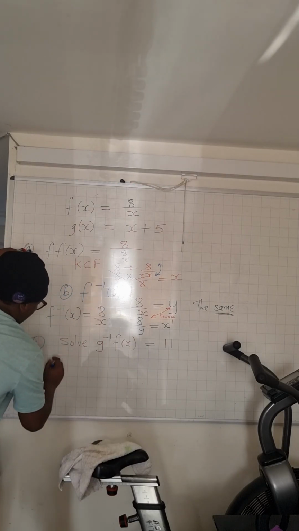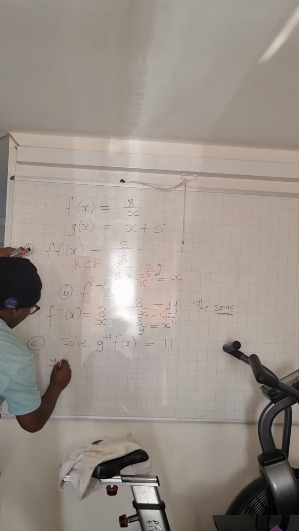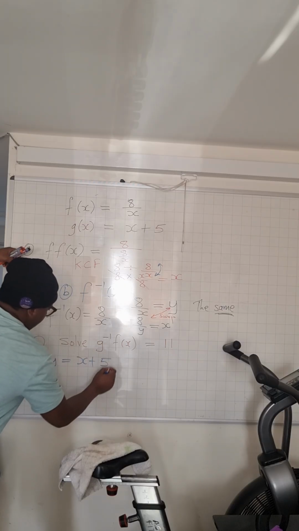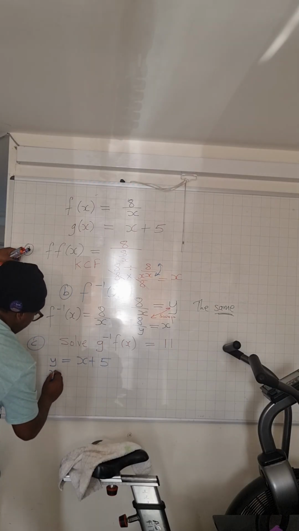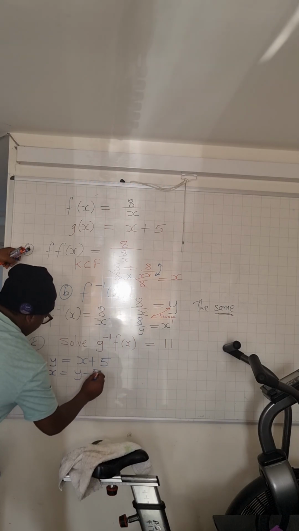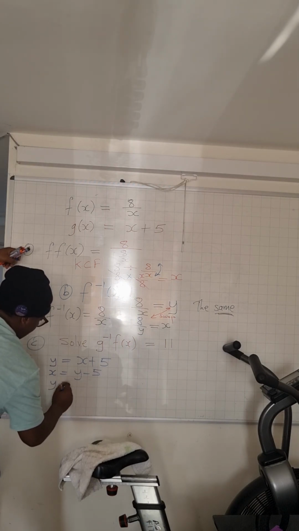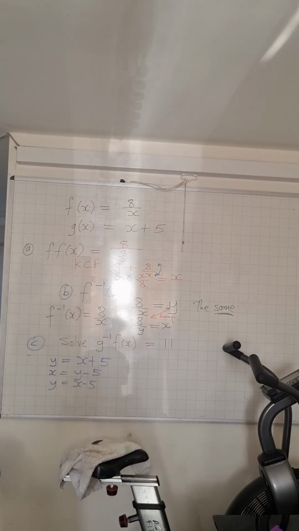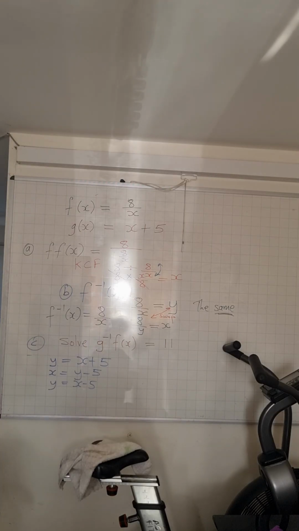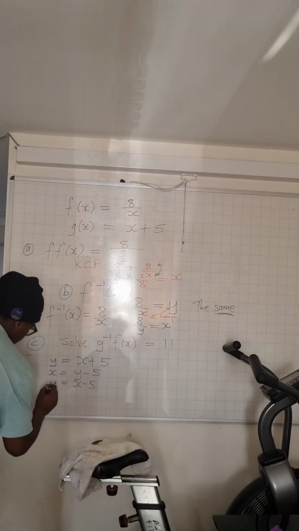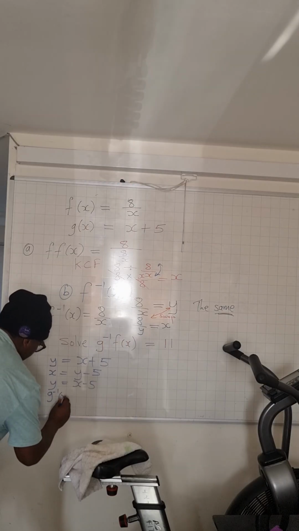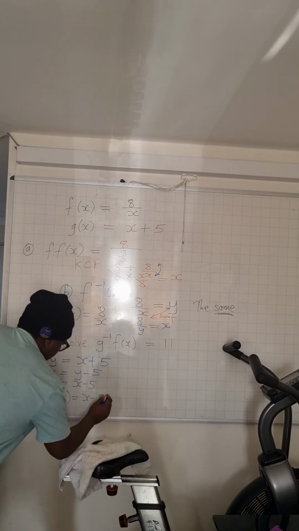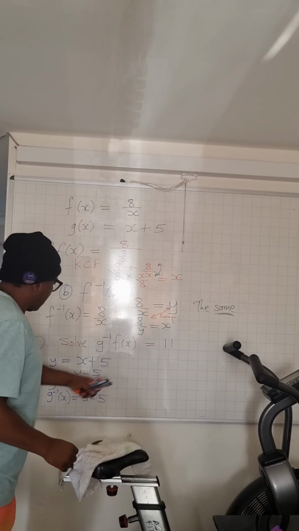G is, we can put y equals x plus 5, make x the subject. x is equal to y minus 5, and then we swap x and y. So y equals x minus 5. So that means g inverse of x is x minus 5, because that's how we arranged it.